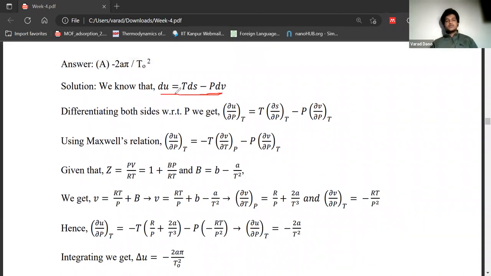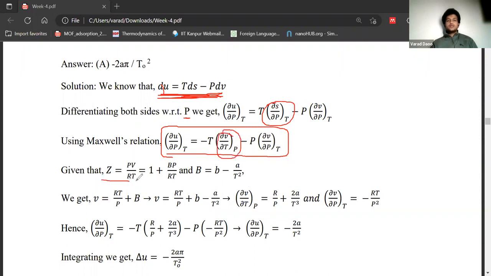What we know, this is the basic fundamental equation, that dU is equal to TdS minus PdV. Now we are differentiating both sides with respect to P. So dU/dP at constant temperature, temperature is constant, so temperature comes out, and we have dS/dP at constant T, minus this. Then we use the Maxwell relation, which is this one. Using the Maxwell relation, we rewrite it, and change this to this.